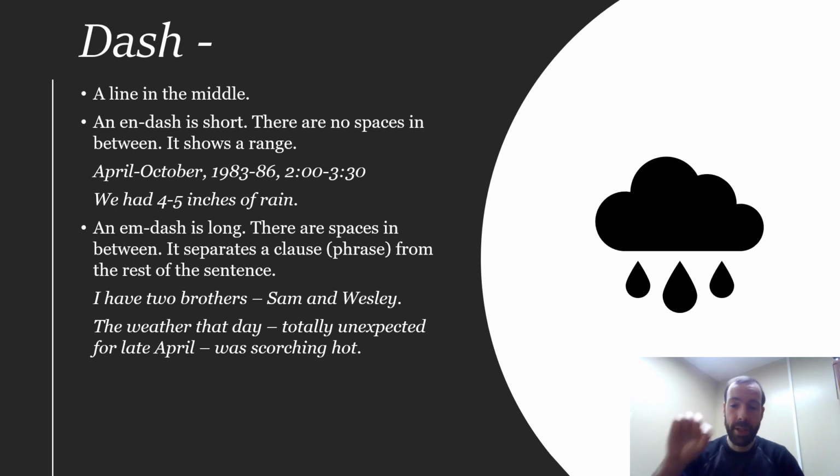An em dash is a longer dash, and there are spaces in between if you're typing or writing this. It separates a clause or phrase from the rest of the sentence. I have 2 brothers — Sam and Wesley. The weather that day — totally unexpected for late April — was scorching hot. And you can hear how when I read it, I basically read it like a comma. I leave a little bit of a pause in between. I have 2 brothers — Sam and Wesley. Okay? There's spaces in between. It's an em dash, so it's a little bit longer than the short en dash. And it's separating that clause from the rest of the sentence.